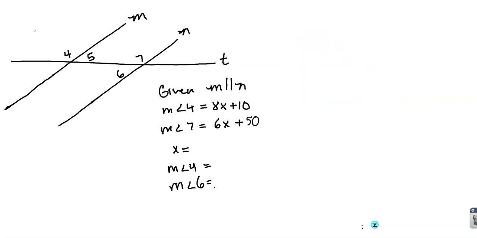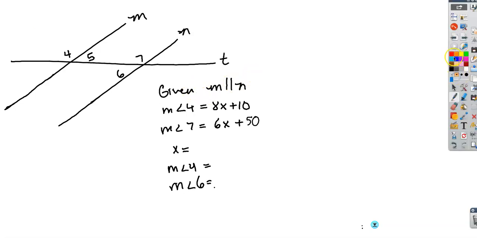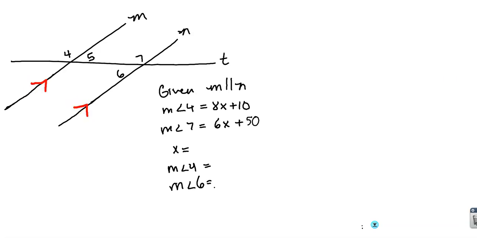Okay? All right, so let's look at one that's a little bit more involved. So this one, they have some given information. They tell me that line M is parallel to N, so I'm going to mark that with the little arrows. And then they give me an expression for angle 4 and angle 7. Okay, so 4 and 7. So the next thing I would do is ask myself, what is the relationship between them? So where are 4 and 7 located? They're on the same side, but one's on the inside and one's on the outside.